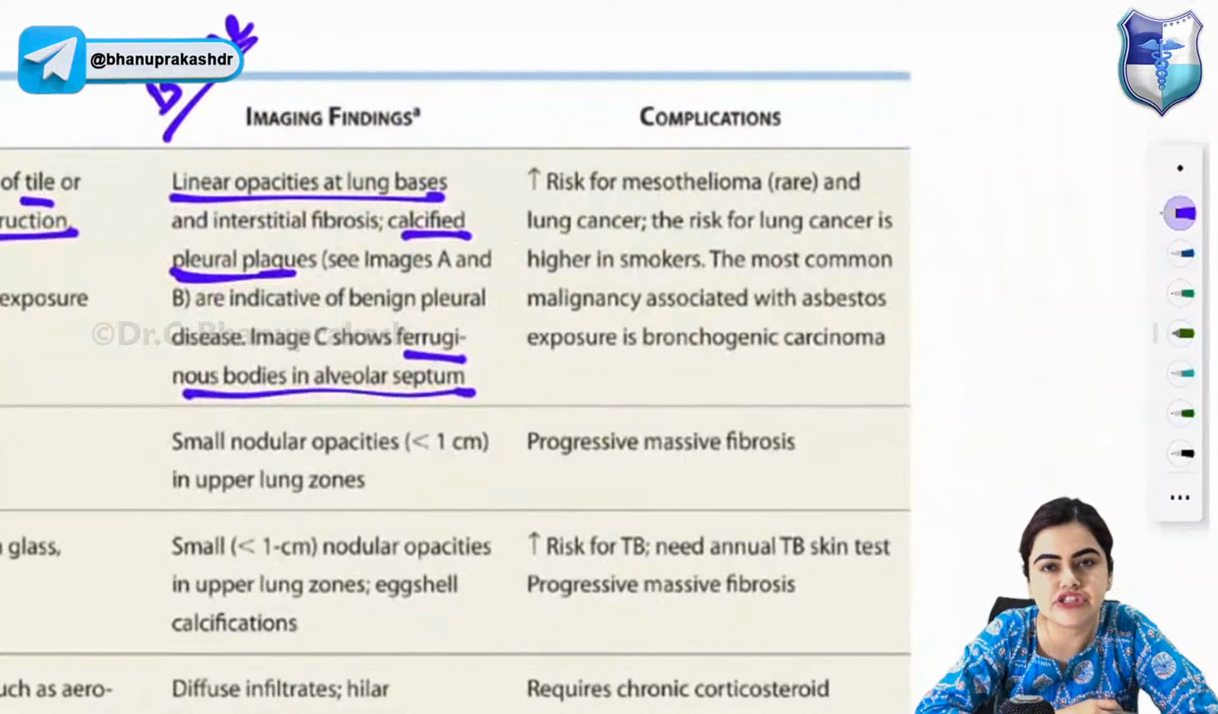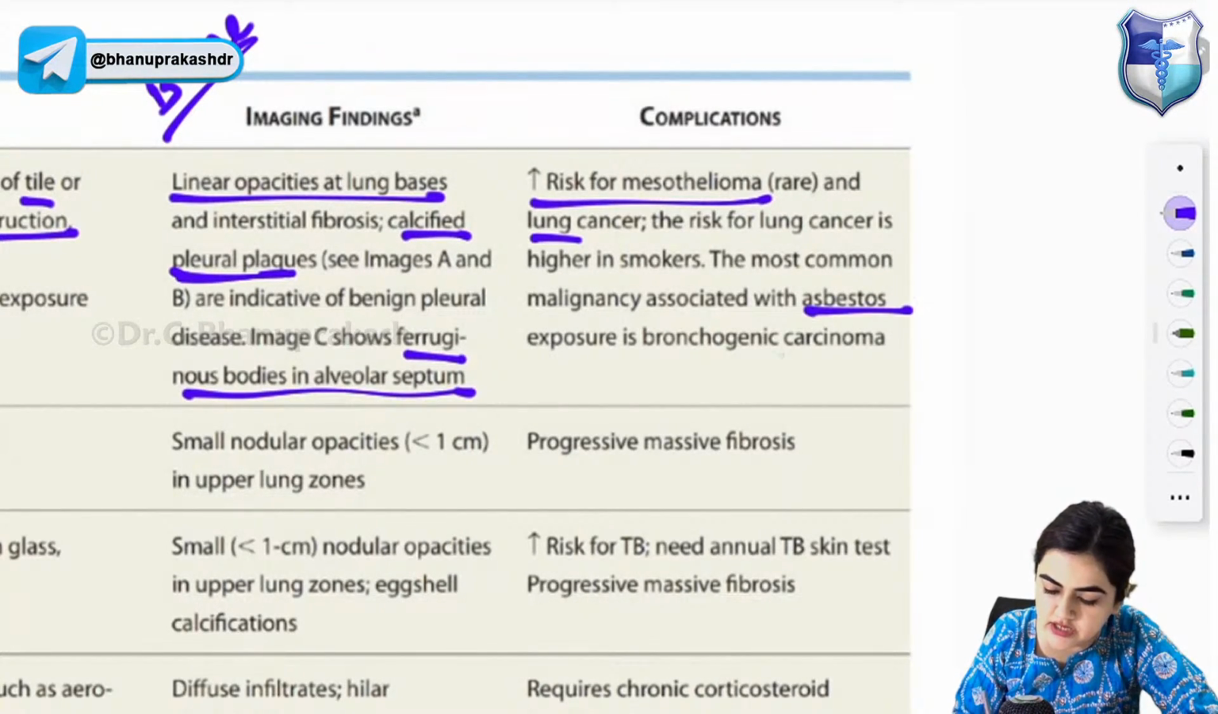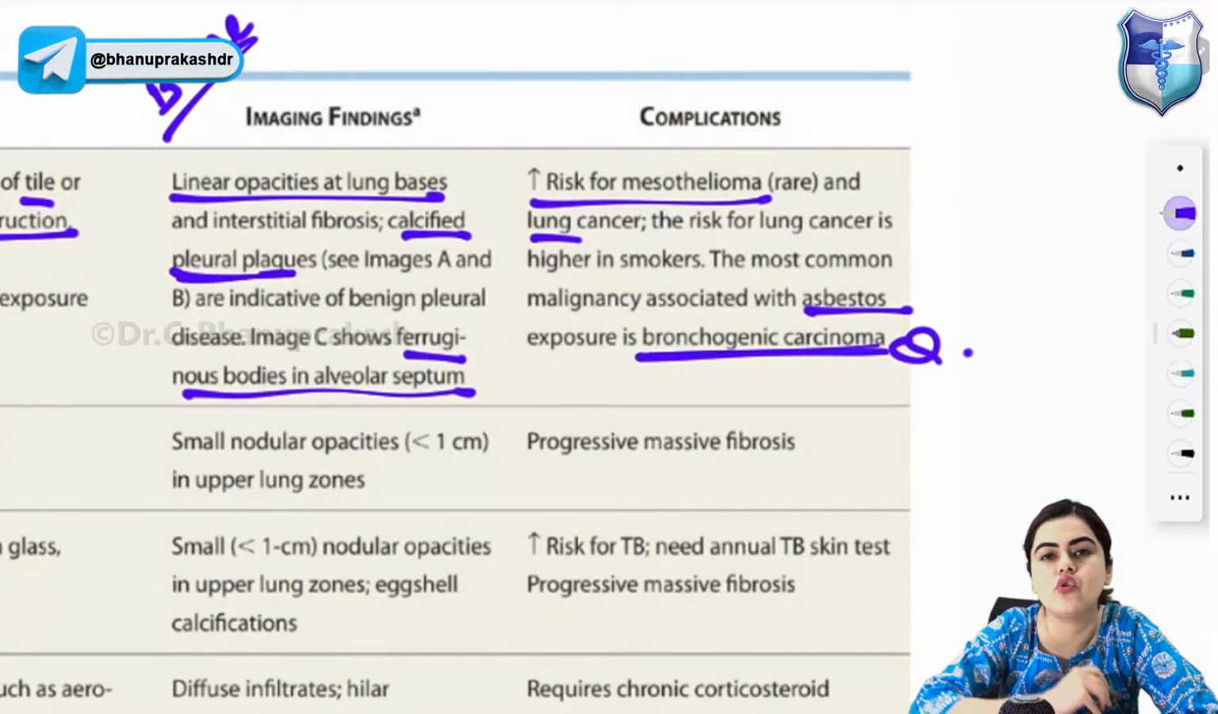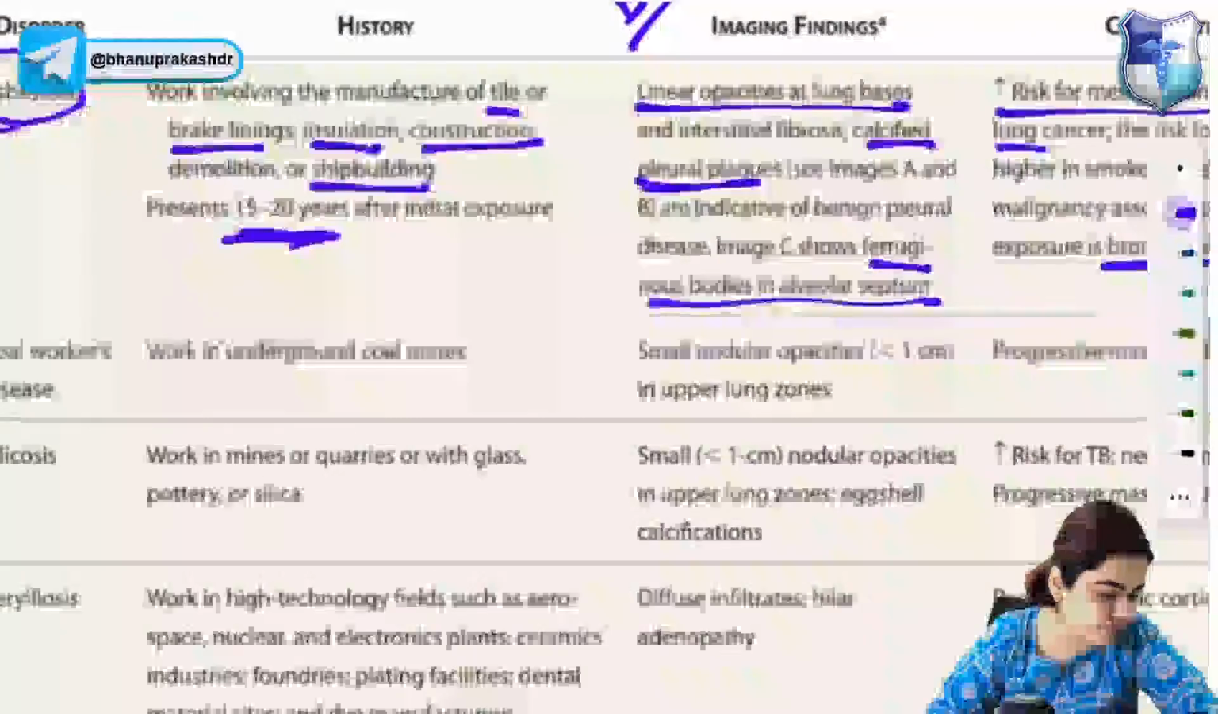Complications of asbestosis: there is increased risk of mesothelioma and lung cancer. The risk of lung cancer is high in smokers, and the most common malignancy seen in association with asbestosis is bronchogenic carcinoma. Most common malignancy associated with asbestos exposure is bronchogenic carcinoma.